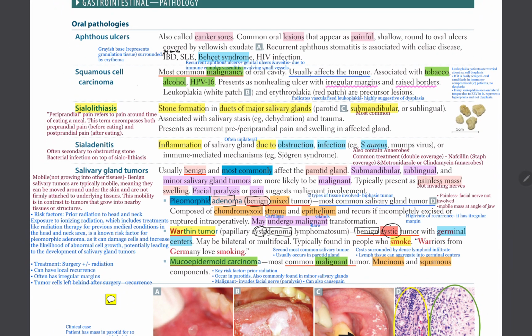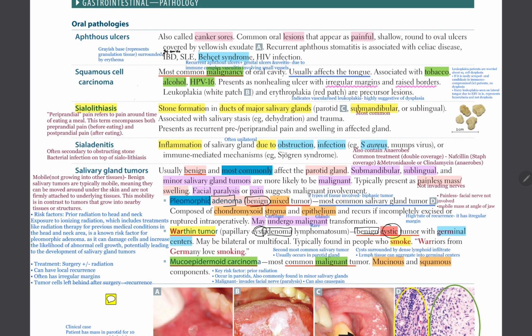Then comes squamous cell carcinoma. It is the most common malignancy of the oral cavity. It usually affects the tongue and is associated with tobacco, alcohol, and human papillomavirus 16, HPV 16. We need to remember this. It presents as a non-healing ulcer with irregular margins and raised borders. It is a malignant condition.